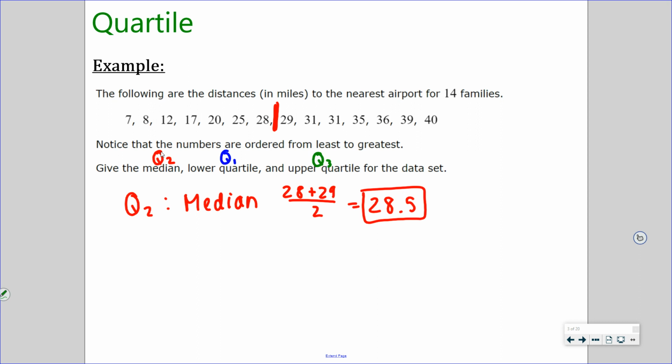So now that my data is split in halves, I'm going to split it up into quartiles. If I want to find the lower quartile, I'm just finding the median of this lower half. I have 7 data value points in my lower half. So the median here, or my lower quartile, would just be 17.